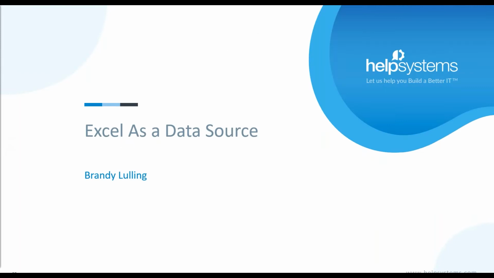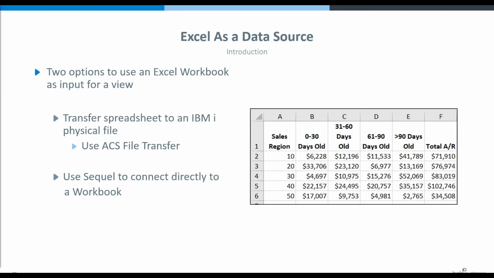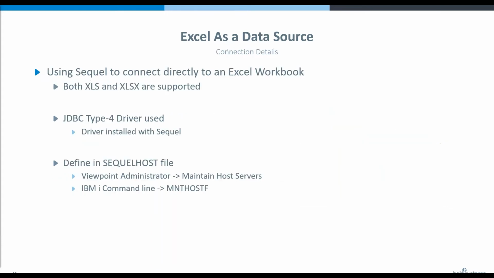First option is you could use IBM's file transfer utility. That'll help you create a file, a physical file from that Excel. And honestly, that does work really well. Or you could use the magic of Viewpoint, and that allows you to use your workbook as the actual data source for a view. So let's go ahead and take a look at that option in a bit more detail.